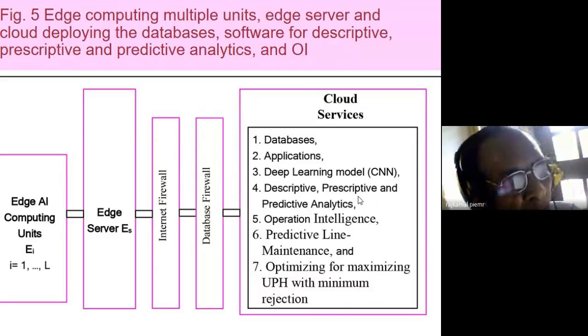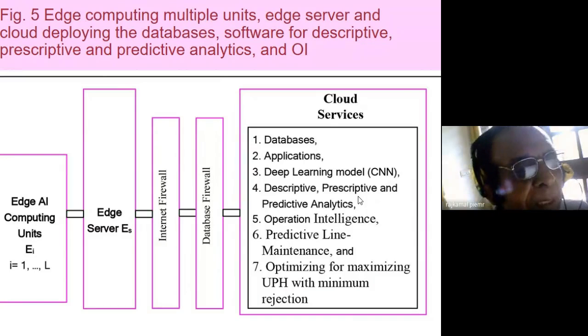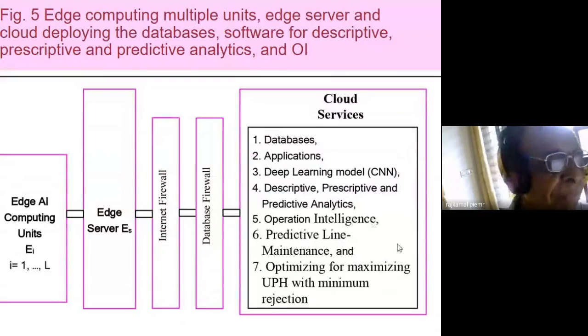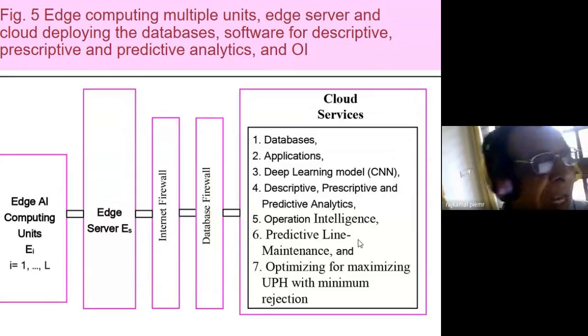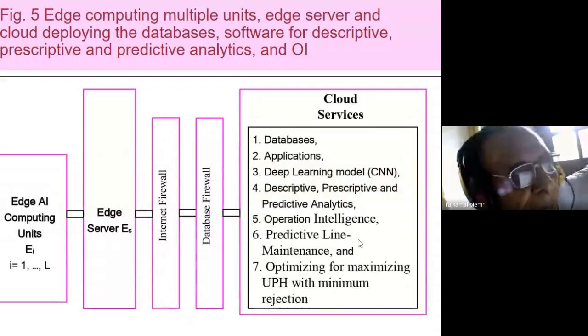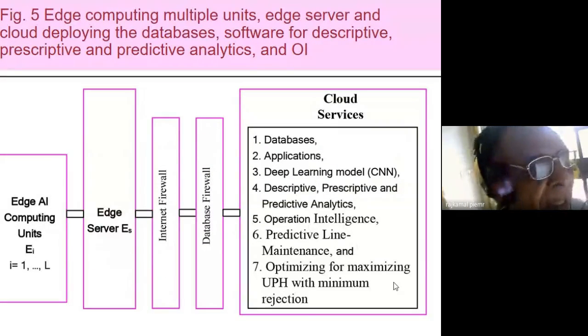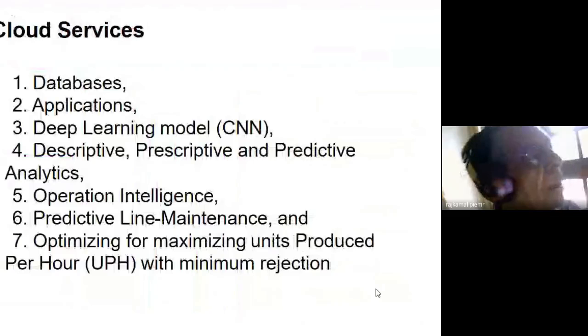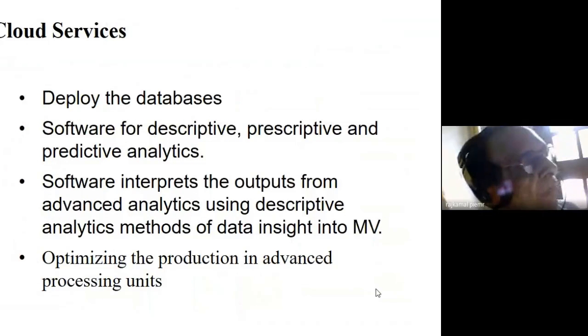Cloud services will do descriptive analytics, prescriptive analytics, and predictive analytics. There are three types of analytics: one is descriptive analytics, one is prescriptive analytics, and one is predictive analytics. Then cloud services are also used in assembly line operations for operational intelligence, predictive line maintenance, and optimizing for maximizing UPH with the minimum rejection of the parts. So this is the list, okay? Cloud services deploy databases, software, etc. This I have already told you.